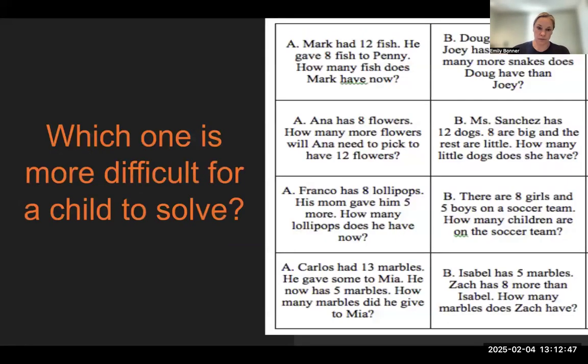Okay, so here are the problems. I want you to pause here for a moment and again decide. For every A and B pair, so there's four pairs, I want you to decide which one is more difficult, why you think that, and maybe consider whether or not it's easy to model. So pause here and take a moment and do that for yourself.